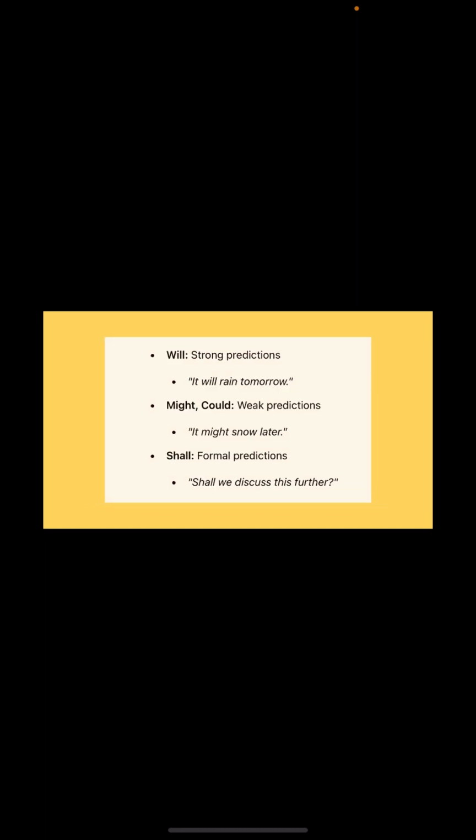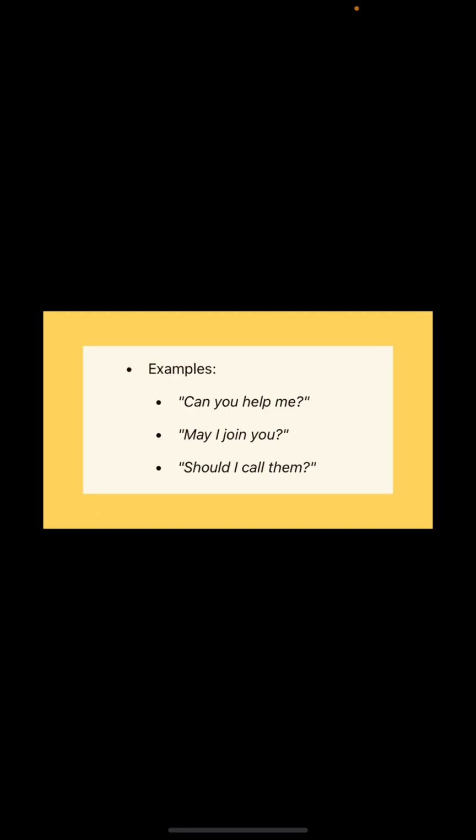We have will, might, could, and shall. These verbs are used for making predictions. Use will for strong predictions like it will rain tomorrow. For weaker predictions, use might or could. For example, it might snow later. Hope you have understood.